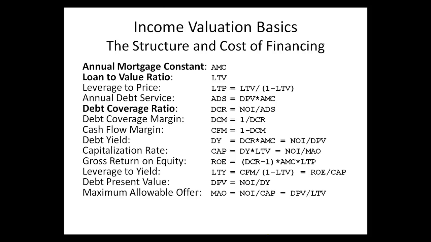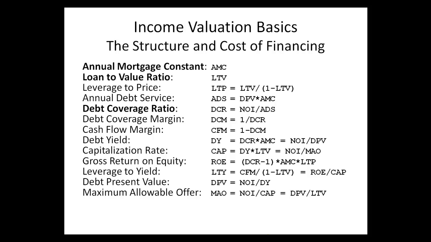This is the lender's yield on the property. If they make the loan today in the amount of debt present value and they foreclose on the loan tomorrow, then this is the yield they get on their investment. That is, the net operating income goes to the lender, and therefore that income divided by the investment is the yield to the lender.